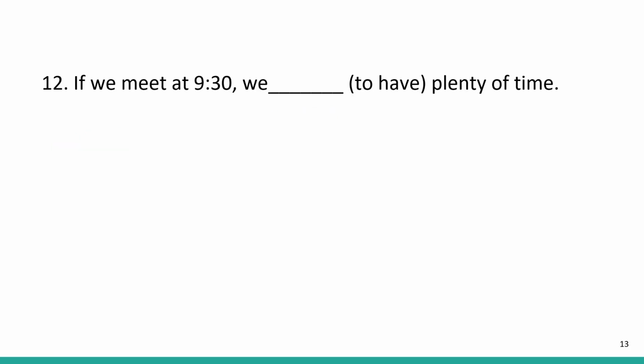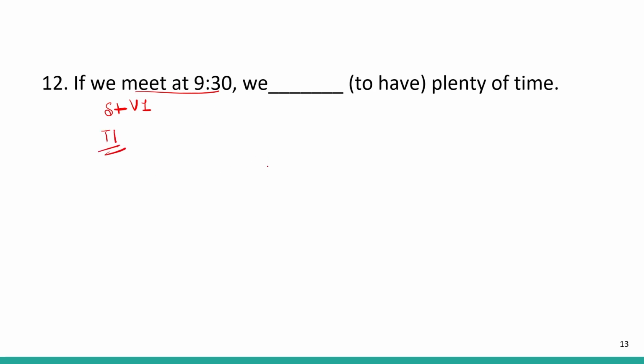If we meet at 9:30, we dash plenty of time. Now we have just been given a fill in the blank, which we have to fill. We don't have any option right now. If we meet at 9:30, it means subject plus verb first form. This is type 1 condition.